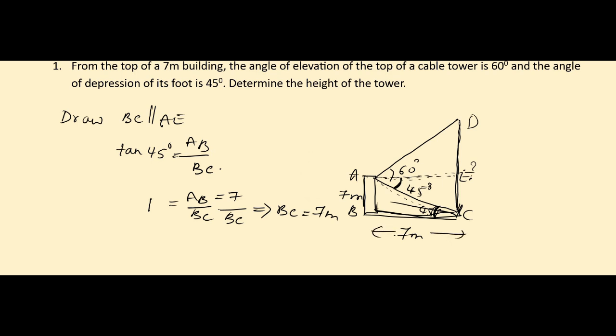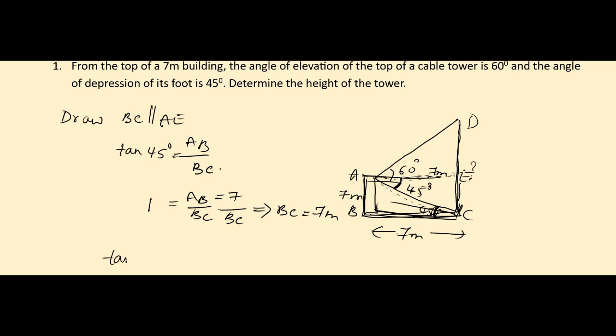We have found that out. Next, if this is parallel to this, then this is a rectangle, correct? AEBC is a rectangle. If BC is one side, which is equal to AE, correct? So if BC is 7 meters, then AE is also 7 meters.